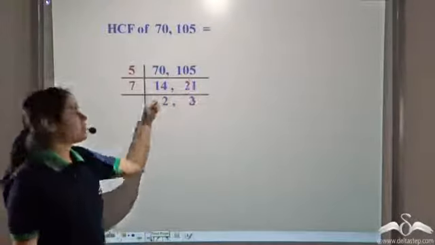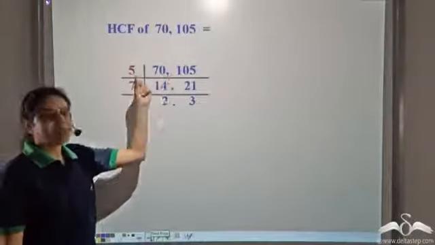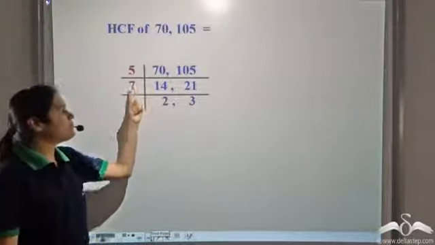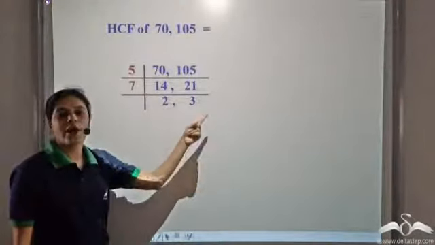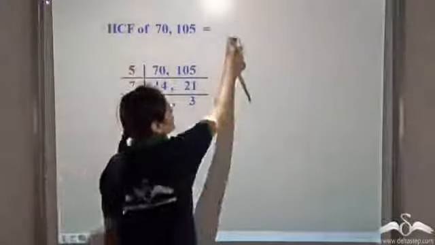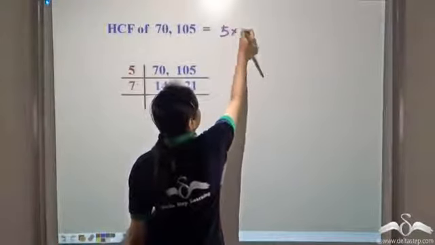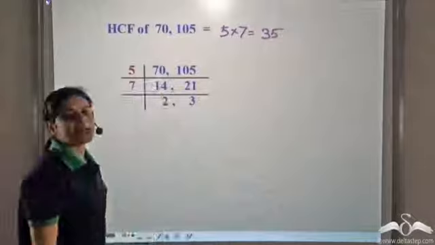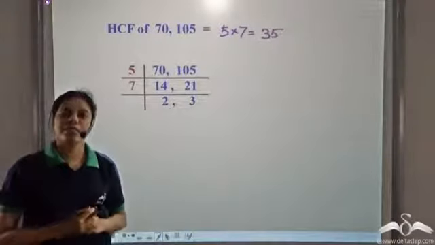70, 105. Both are divisible by 5. So we get 14 and 21. Both of them are divisible by 7. So we get 2 and 3. So the HCF of 70 and 105 is 5 into 7, which is 35. So the HCF of the numerical part is 35.